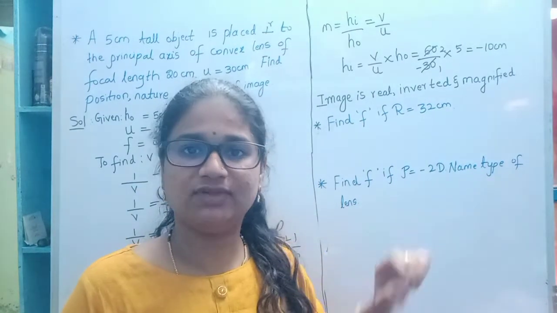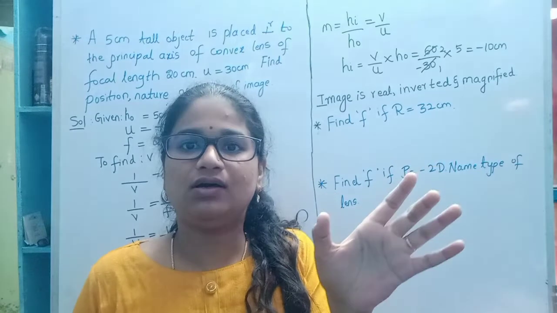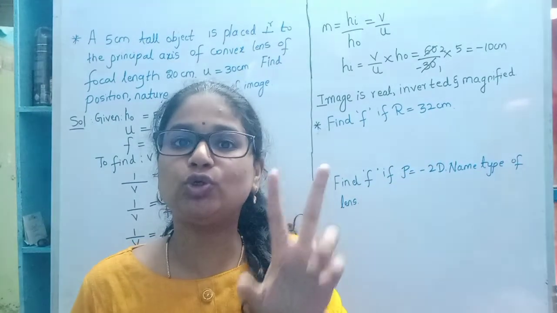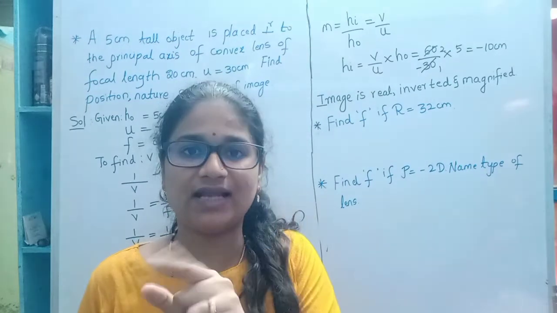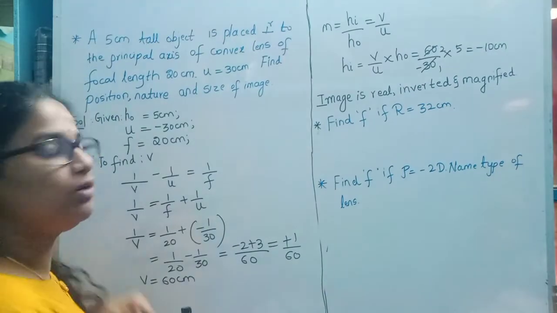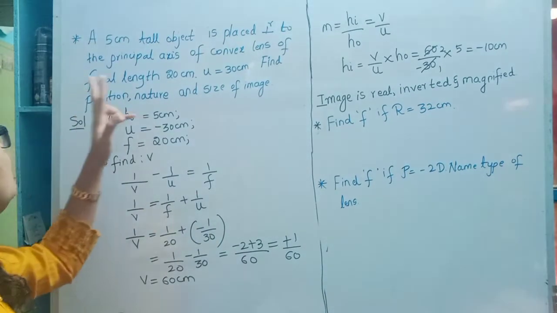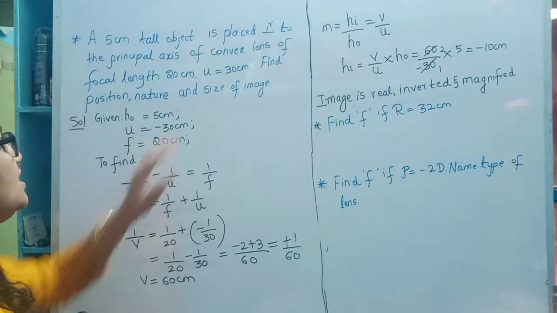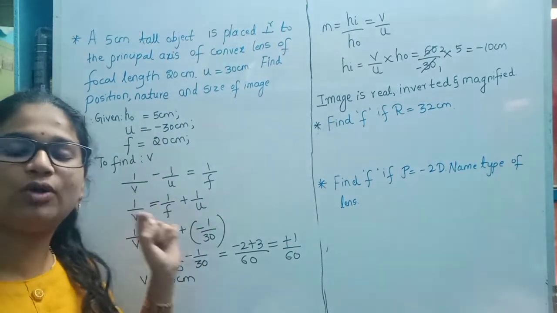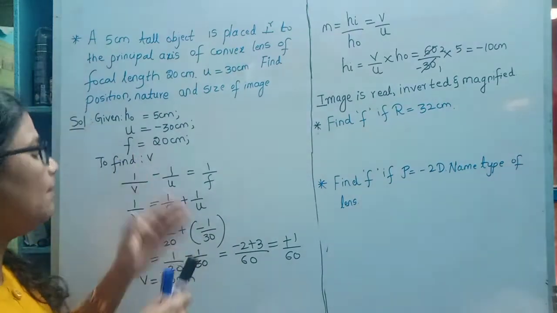Then only you can solve the problem, because in every question they will be asking the nature of the image, which will be for 2 marks or 1.5 marks. Okay, right. So let me go to one more problem: a 5 centimeter tall object is placed perpendicular. 5 centimeter means the height of the object is 5 centimeter, perpendicular.